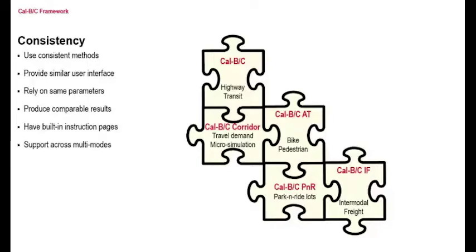So for the COB-PC models, it uses consistent methods. All the parameters are linked together, so the regular COB-PC houses all the parameters, and if it needs to be updated, all the other models will be updated as well. For consistent methodology, it uses a similar user interface, and again, it relies on the same parameters. It produces comparable results, has built-in instruction pages, and supports multi-modes.